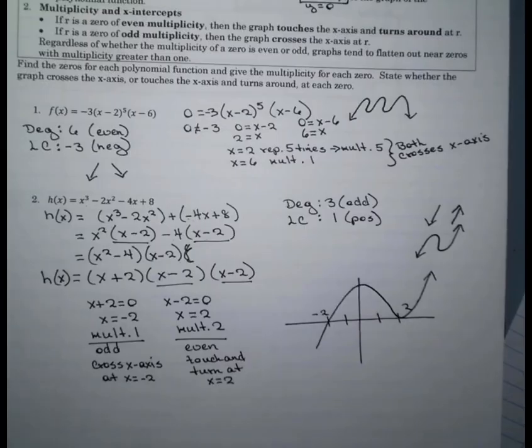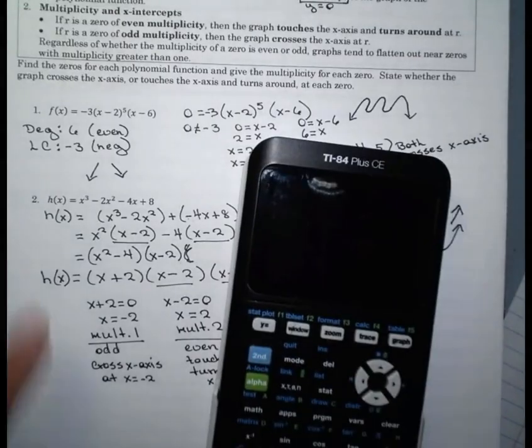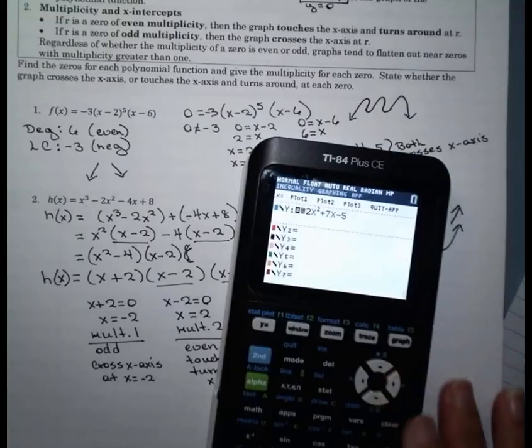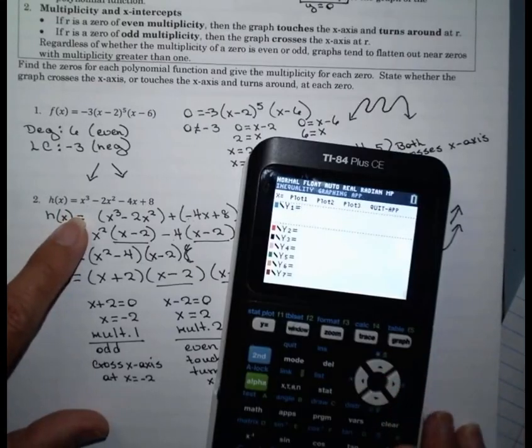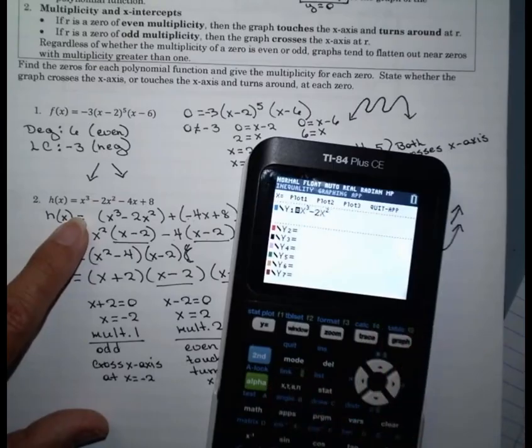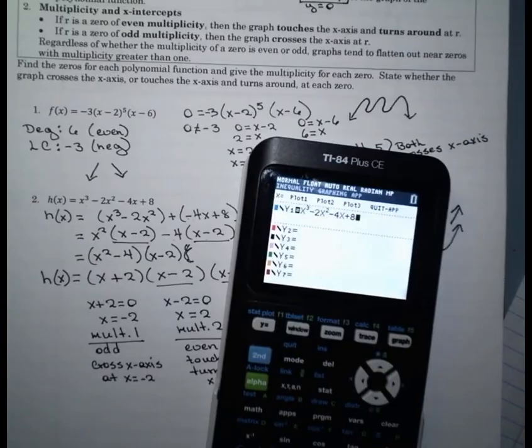Now, you can take your graphing calculator at this point, and you can enter this, if you want to, into y equals, and we'll look at this graph really quickly. I'm going to clear this one out, and I'm going to say I want my graph to be x cubed minus 2x squared, and then minus 4x, and plus 8. And I'm looking at it thinking, okay, I've got an interesting looking graph. That's what it looks like. Let me just see what I've got.